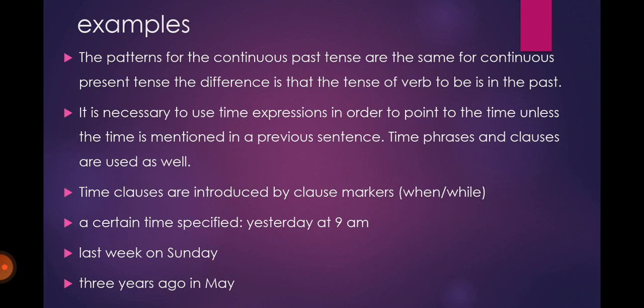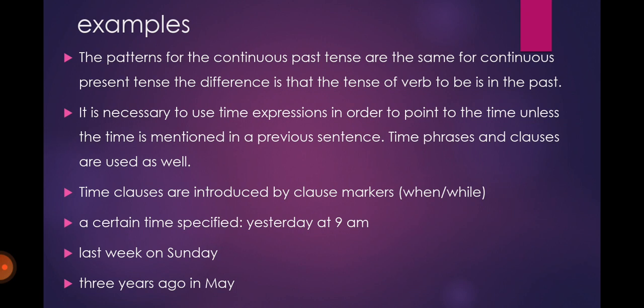So the patterns for the continuous past tense are the same as for the continuous present tense. The difference is that the tense of the verb to be is in the past. So instead of is and are, we only have was and were.